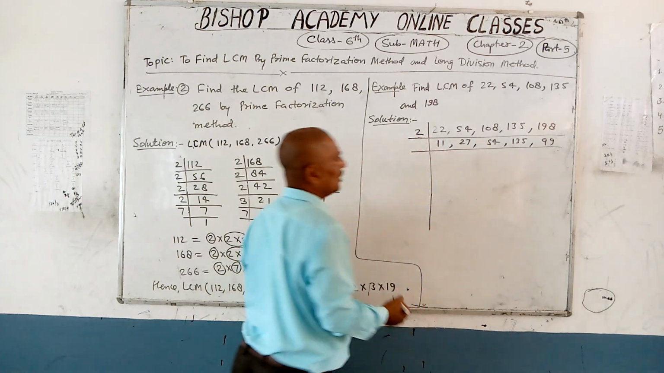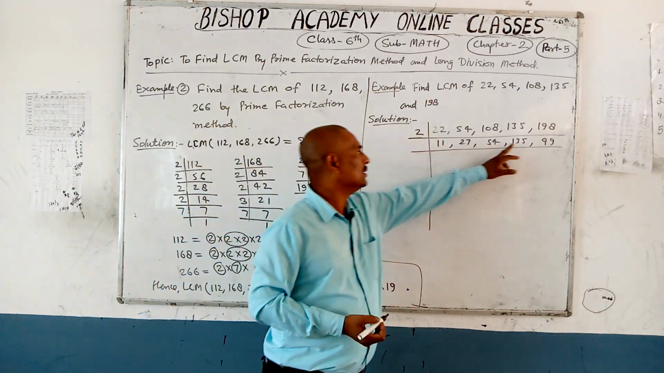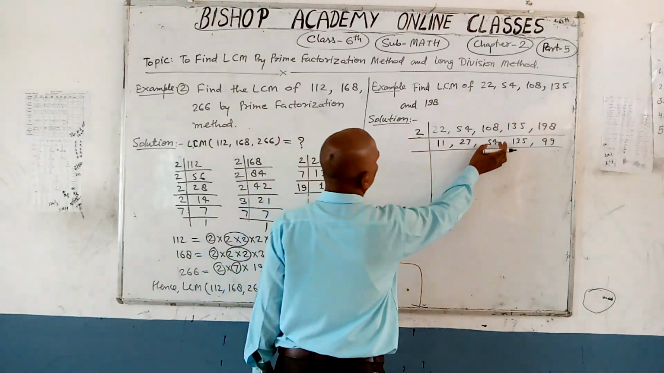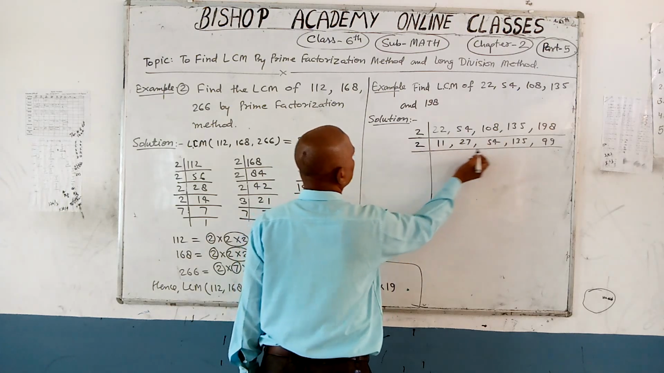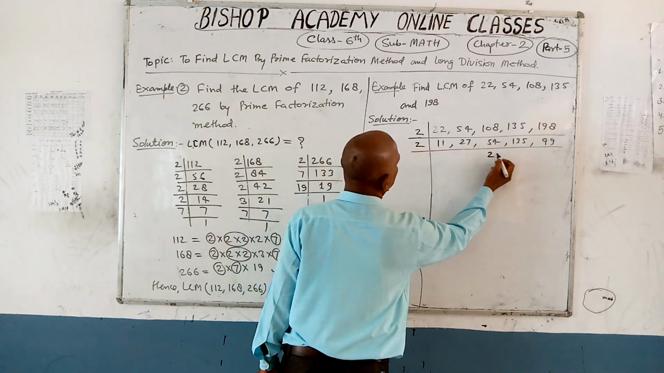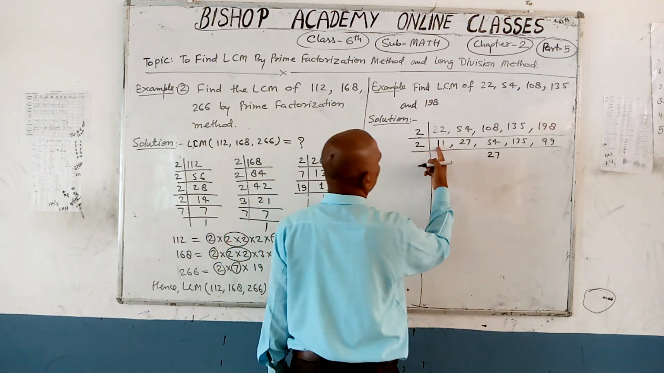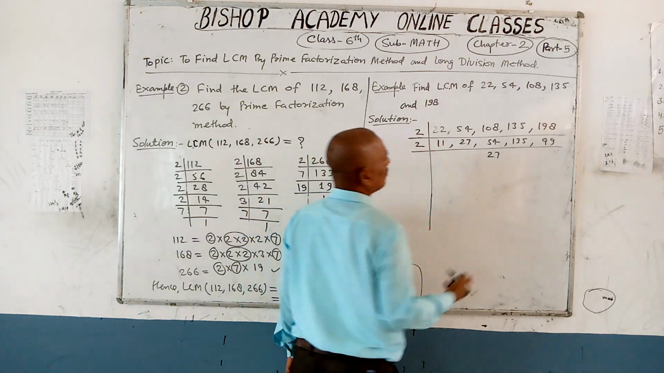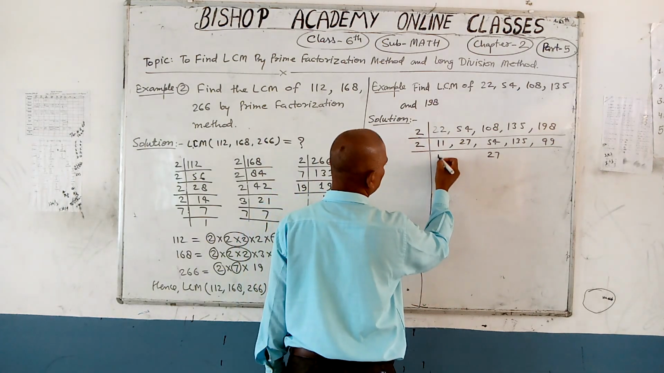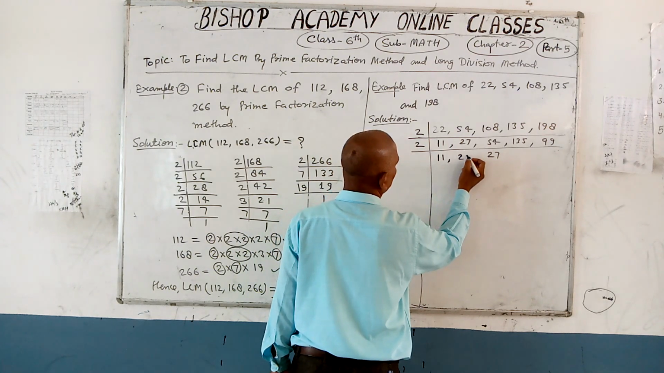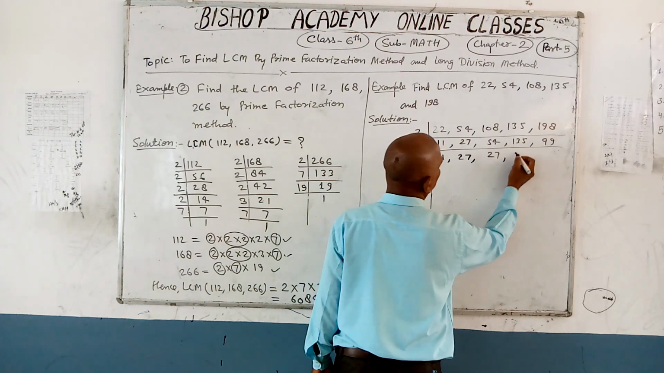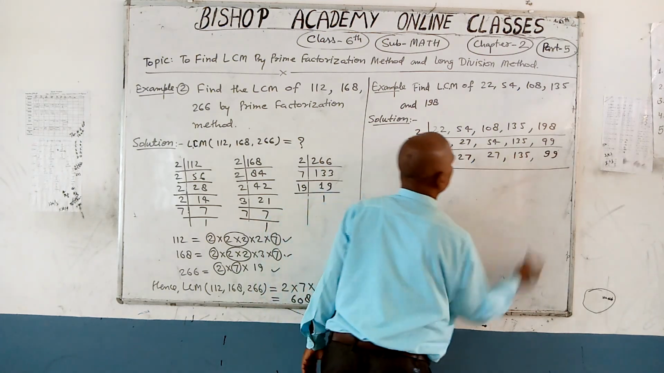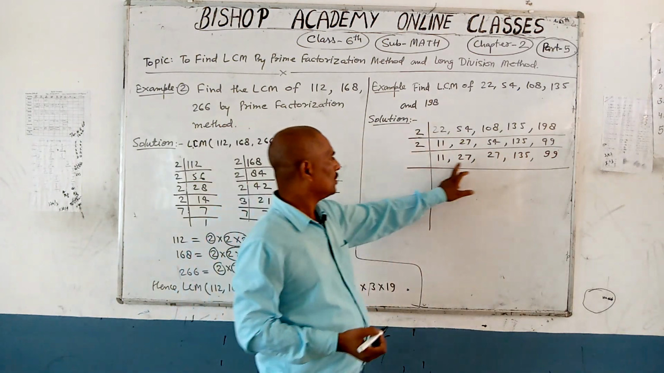Again check if any of these are divisible by 2 or not. You find this 54 is divisible by 2. So divide this 54 by 2. You get here 27. Now no more. 11 is not divisible by 2. 27 not divisible by 2. These are also not divisible by 2. Take down them again. Here 135 to take down. 99 to take down.